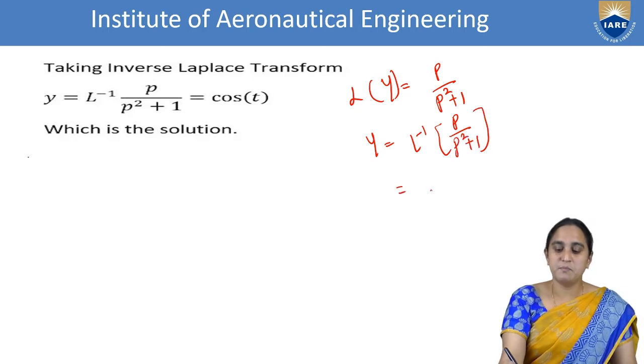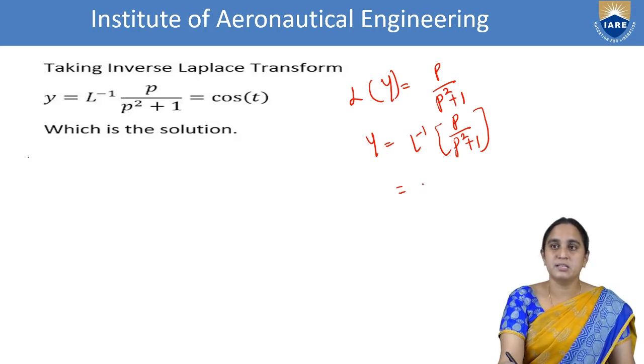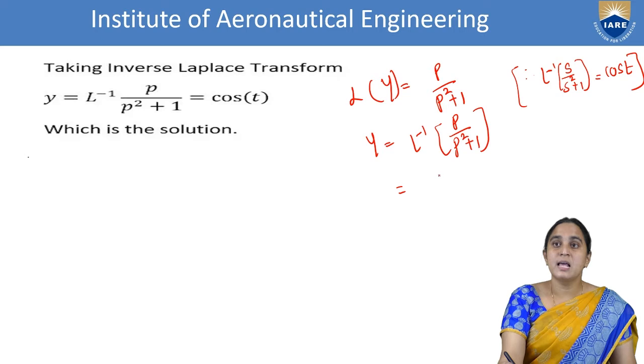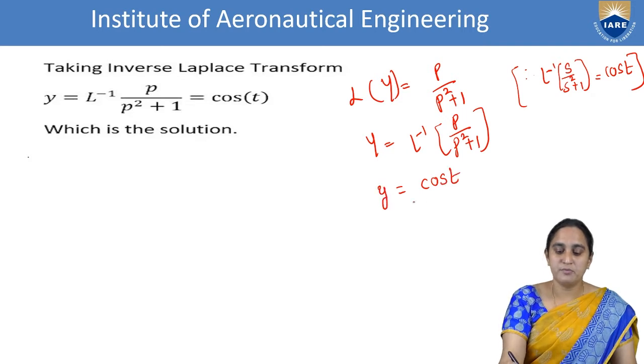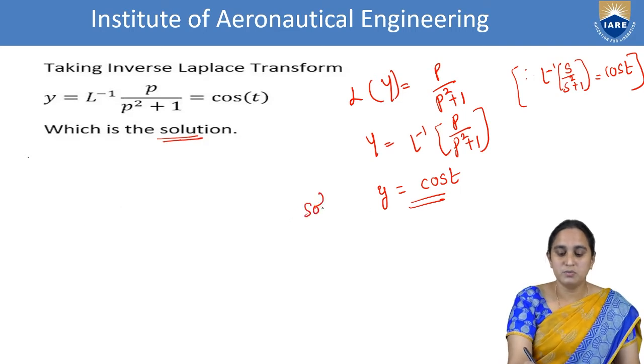What is the formula for the inverse Laplace of p by p² + 1? There is a direct formula: the inverse Laplace of s by s² + 1 is equal to cos t. I'm using this formula, so the inverse Laplace of p by p² + 1 is equal to cos t. Therefore the solution is y is equal to cos t.